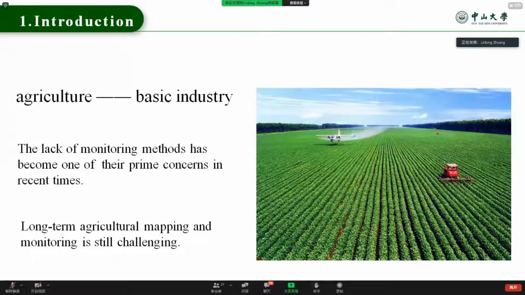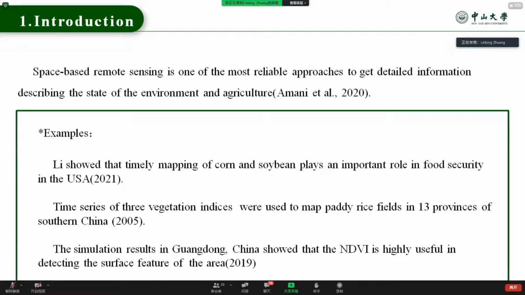As we all know, agriculture is one basic industry in the national economy. Government needs to manage its operation in the long term, but in fact, this ability mainly depends on the available information. For some reasons, the long-term agricultural mapping and monitoring is still so challenging. And some studies have shown that remote sensing can be one of the most reliable approaches to get detailed information. And here are the examples.